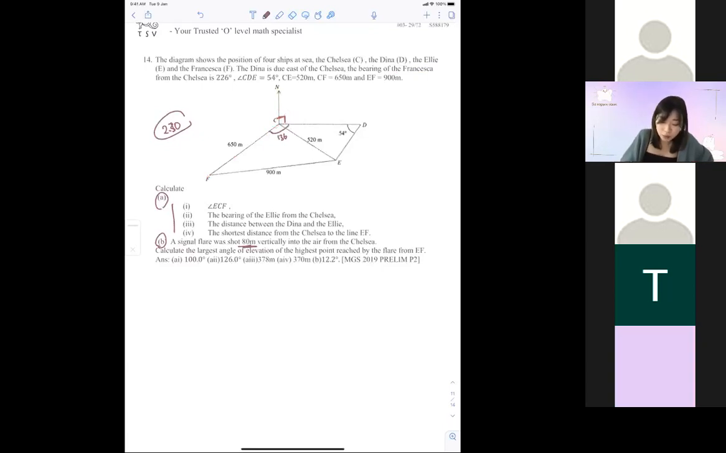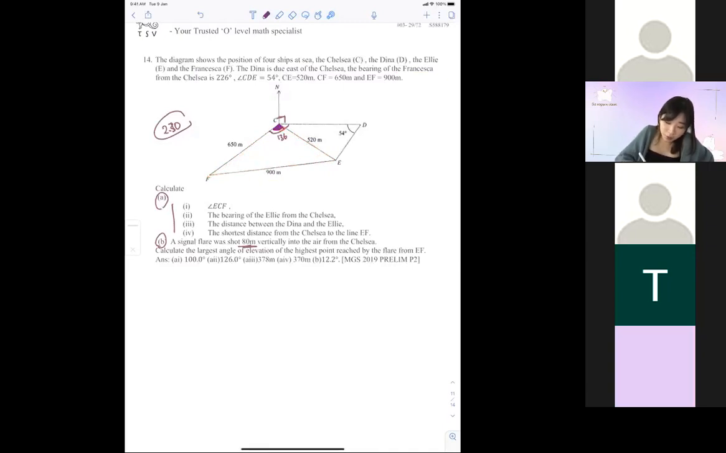Now I want to find the angle ECF. Look at the triangle that the angle is in. Ask yourself, can I use sine rule? Definitely this is not a right angle triangle, so not sine or cosine ratios. You don't have any angle already, so you have two unknowns. We cannot use sine rule, so we use cosine rule. This is the angle that we want, opposite is your length A.